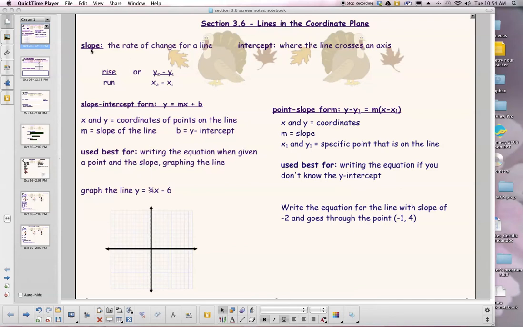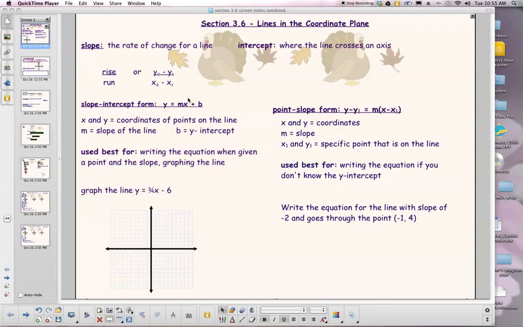Review of slope. Remember that slope is the rate of change for the line. You may have heard of it as rise over run, or the difference in the y's over the difference in the x's. Remember, the y's give you the rise, the x's give you the run, and that's how you find the slope. When we talk about intercepts, that's where your line is going to cross an axis. So the x-intercept is where it would cross the x-axis, the y-intercept is where it would cross the y-axis.